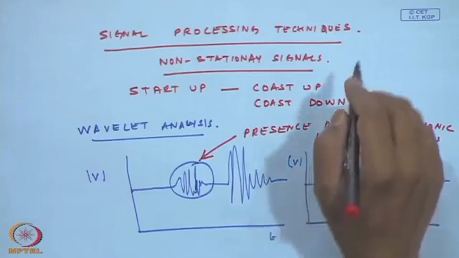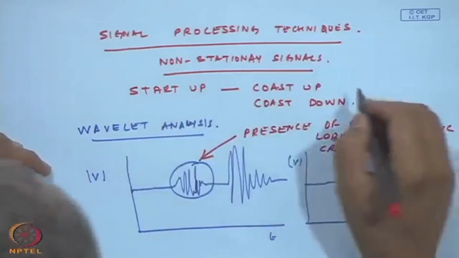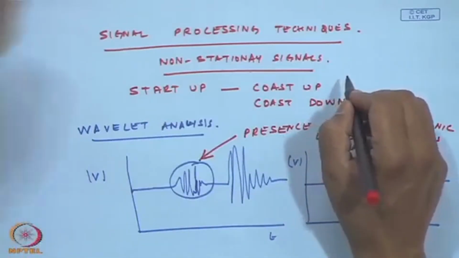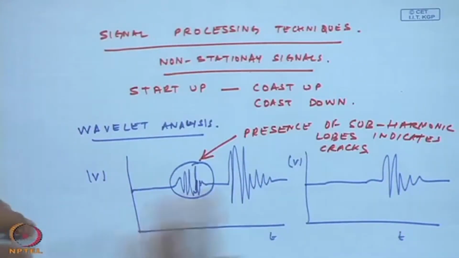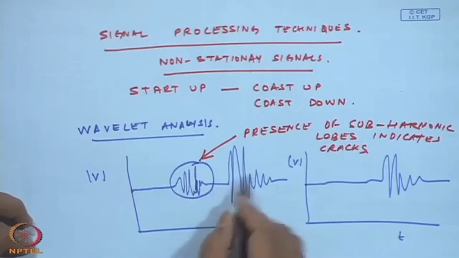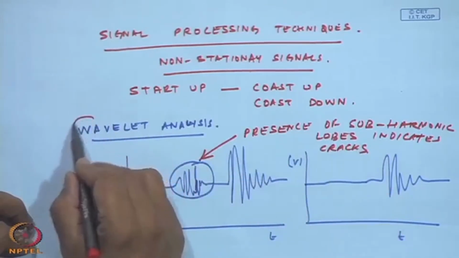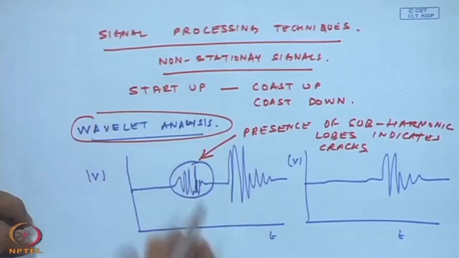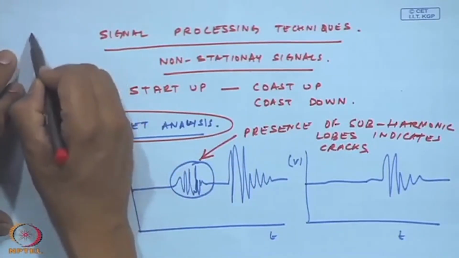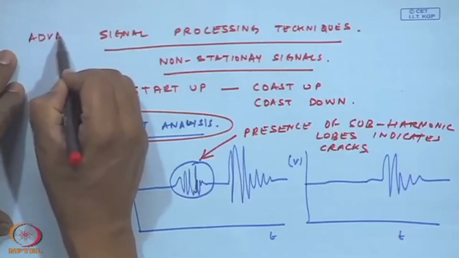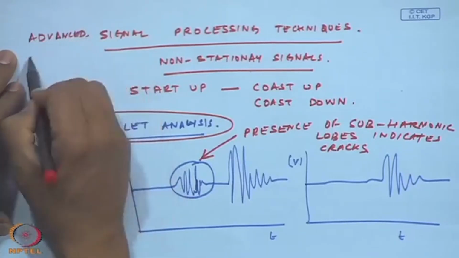By coasting up, I mean changing the speed, ramping up the speed from 0 to some value. When you are ramping up, because the signals are not at constant speed, this is a non-stationary signal, then we can see this kind of lobes happening once you do a wavelet analysis. Though in this course we are not going to discuss wavelet analysis. So, through advanced signal processing techniques, we can also detect cracks.